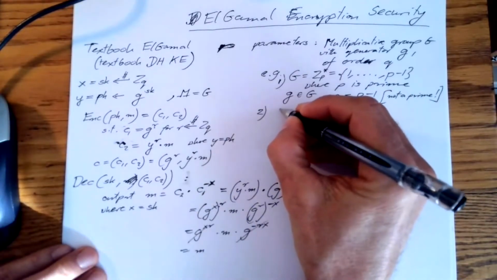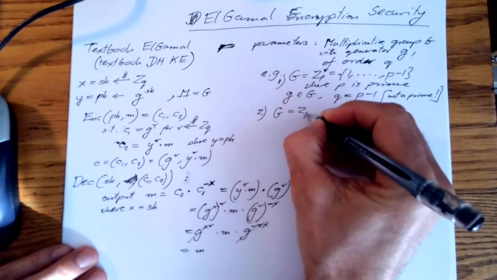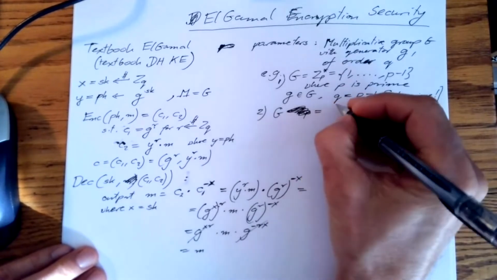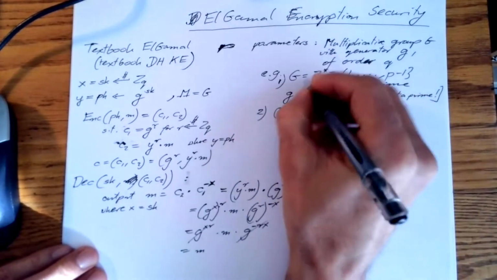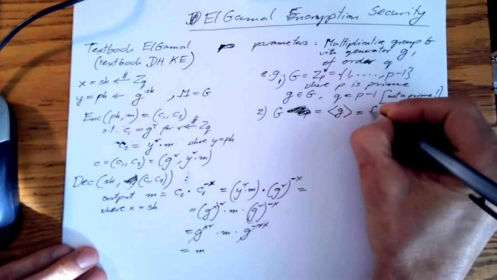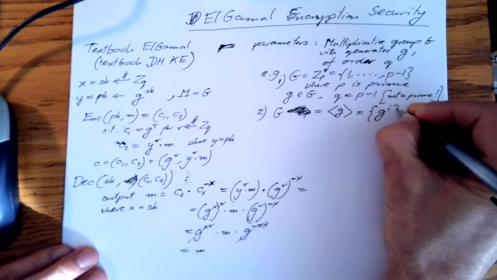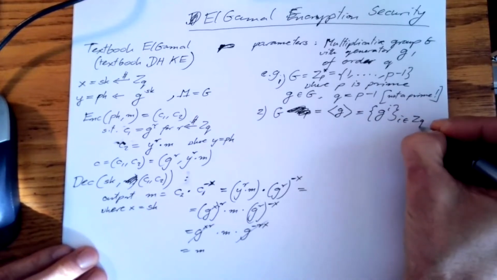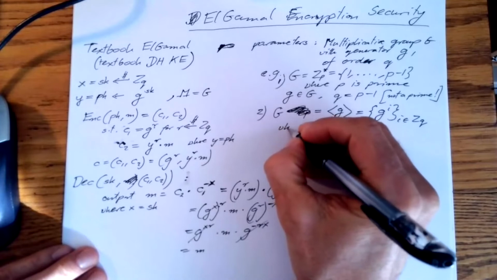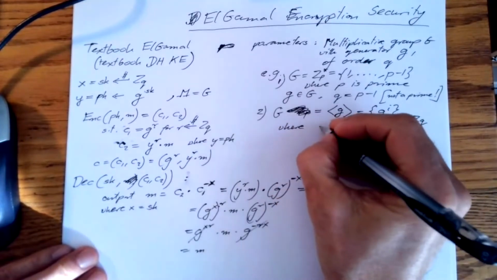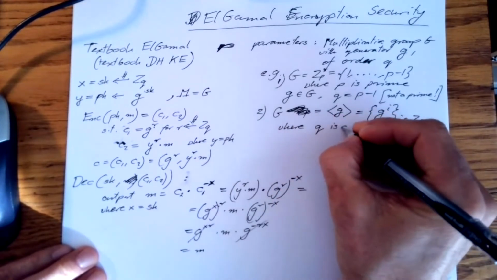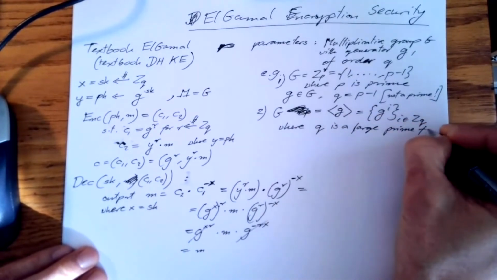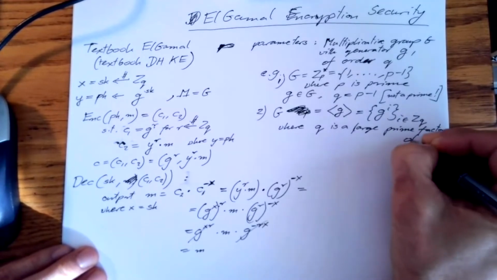You can take a different example, the same group. So G is a subgroup within this space. So in other words, it's all elements that have this form, where Q is a prime, a large prime factor of P minus one.